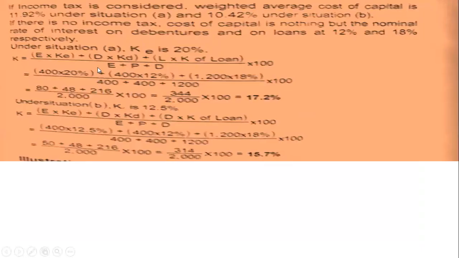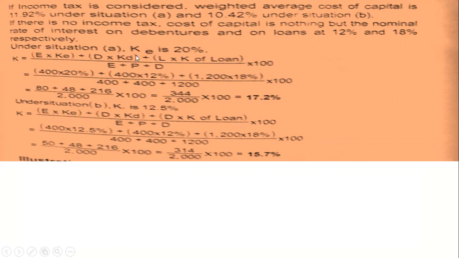Now, in the absence of income tax rates, the cost of debt and cost of loan would be equal to the interest rates. That means in the case of debentures, they have given 12%, and in the case of term loans, they have given 18%. In the absence of tax rates, the cost would be equivalent to the interest rates only.